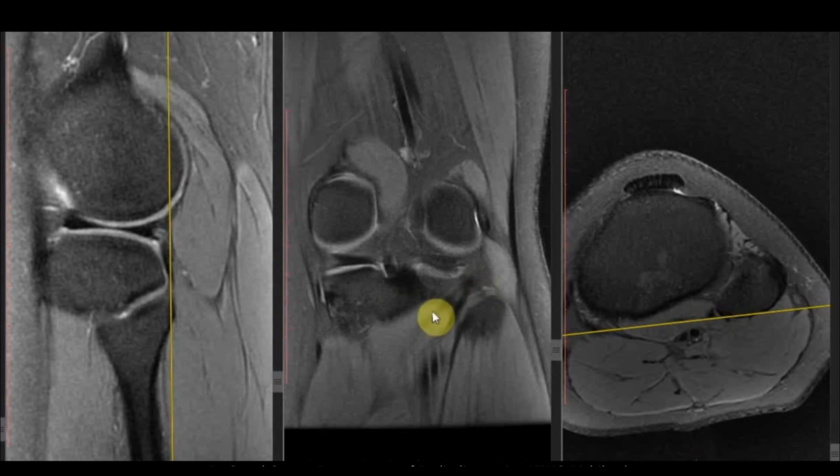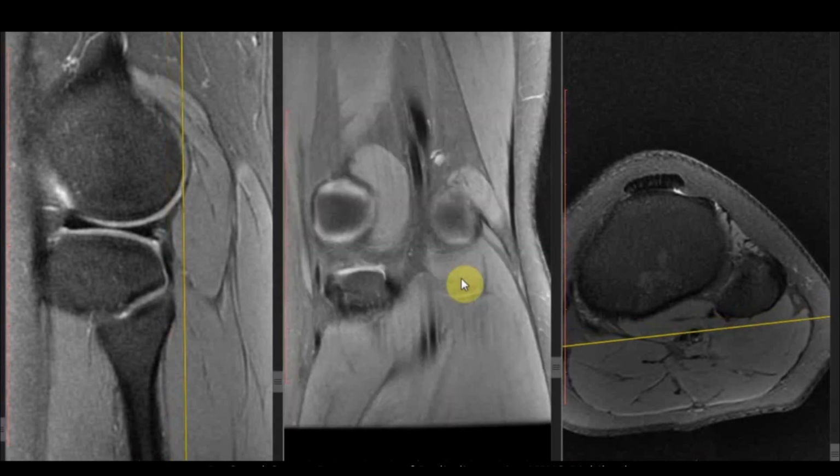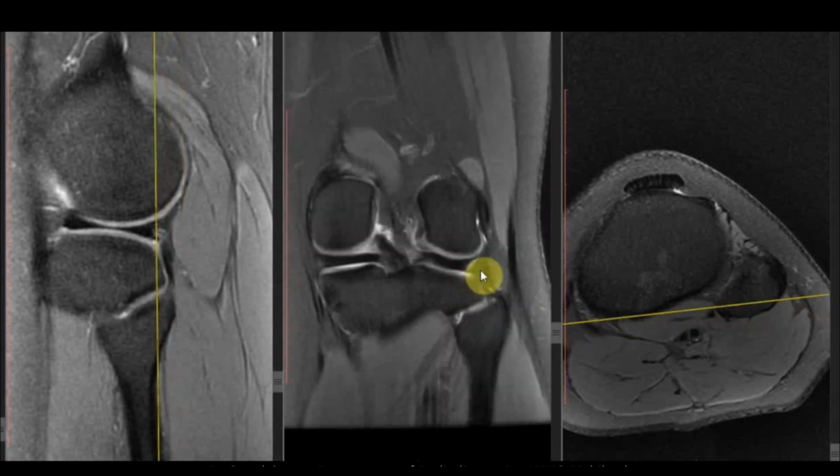So this is popliteal tendon on the coronal plane, and this is the popliteal tendon, and this is the popliteofibular ligament. Then we have arcuate ligament.